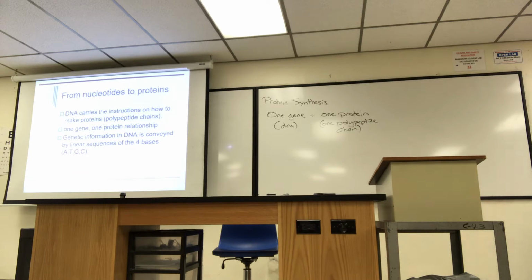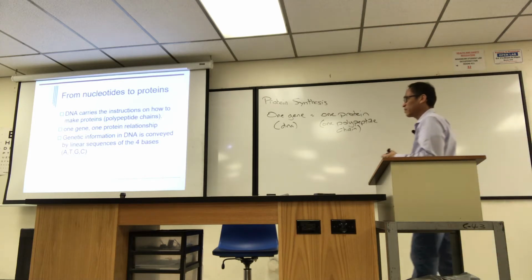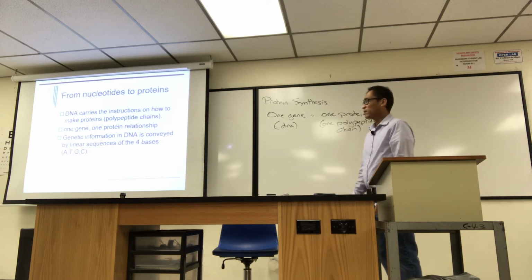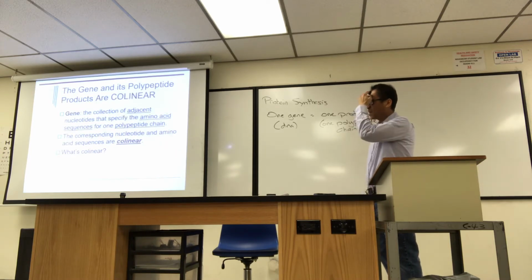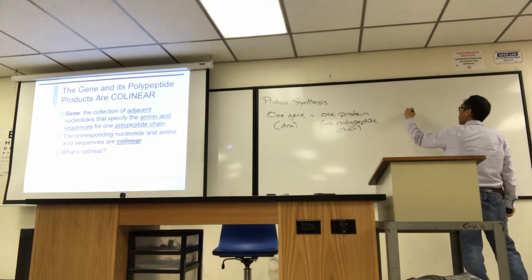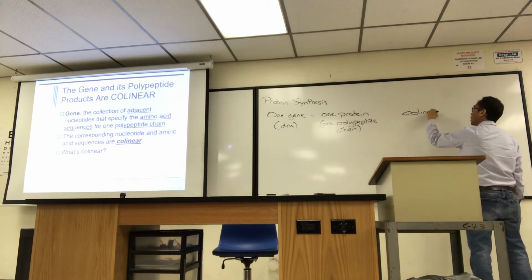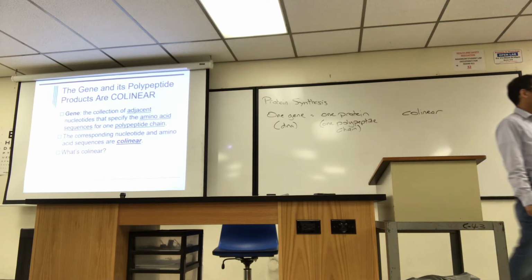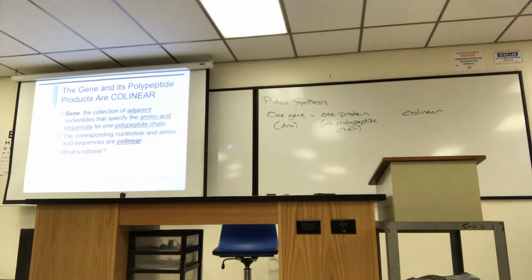The genetic information is conveyed by a linear sequence of the 4 bases, A, T, C, G. Okay, so that's what a gene is, just a certain order of bases. And understand that the gene and its polypeptide products are collinear. A gene is the collection of adjacent nucleotides specifying the amino acid sequence for one polypeptide chain. The corresponding nucleotide and amino acid sequences are collinear.